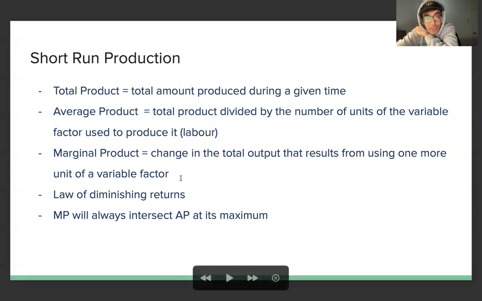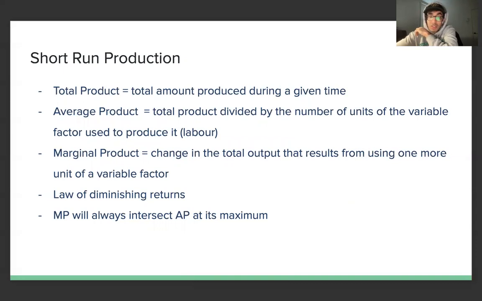Okay, let's talk about short-run production. So you have some concepts that apply to production in general. Total product is the total amount of any good that's being produced. Average product is the total product divided by the number of variable units that were used to produce it. So in the short run, that would be labor. And since capital is fixed, it's not termed as variable.